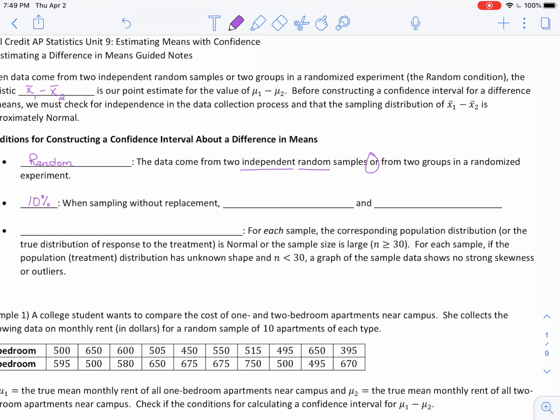We still check our 10% condition. This is still to make sure that we do not have an issue with sampling without replacement. It's just you have to test it twice now. So we're checking that our first sample size is less than 10% of our first population size, and the same for our second. This one's annoying because it tends to have a lot of writing.